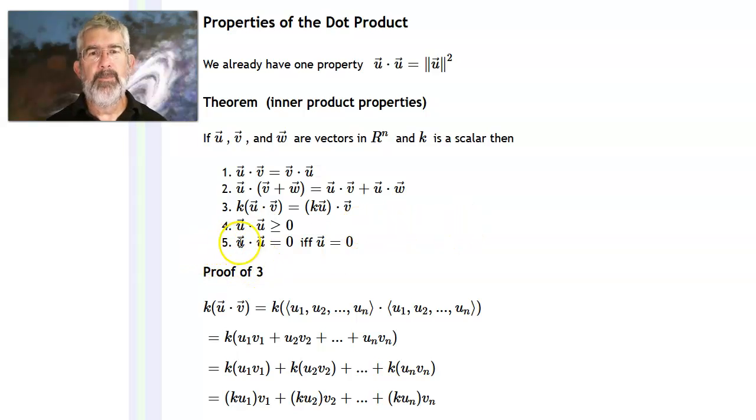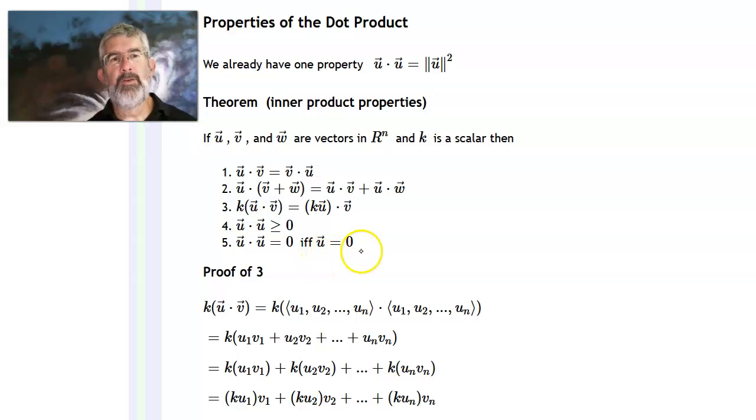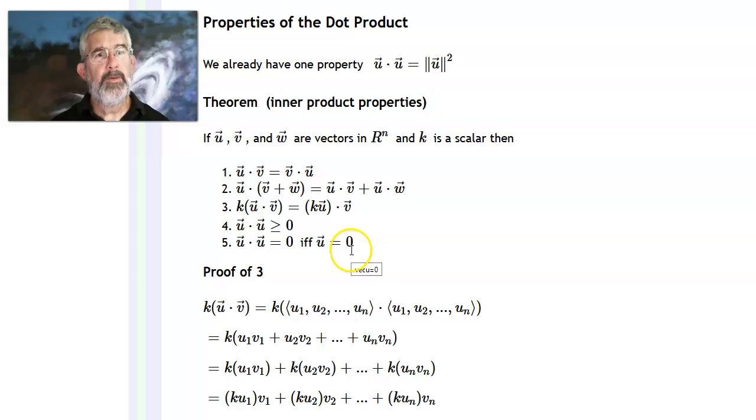Anyway, there's that one, and then we have that the dot product of a vector with itself is always greater than or equal to 0, and that dot product of a vector with itself is equal to 0 if and only if the vector is the 0 vector. Now, that should be a 0 vector. That's not just a 0.